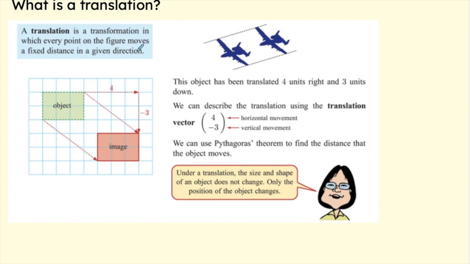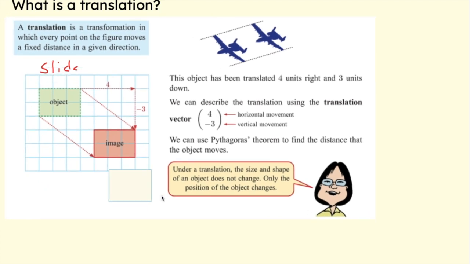Translation. So what is a translation? A translation is a transformation in which every point on the figure moves a fixed distance in a given direction. Another way to think about this is a slide. If I made a shape like this and I slid it around, nothing's changing about the shape. The only thing that changes is where it's at. It's not rotating, and it's not changing its size. All that's happening is it's moving where it's at. That is a translation.